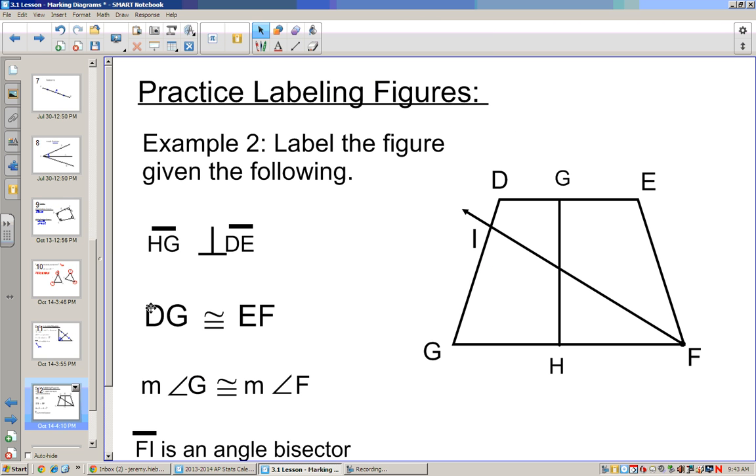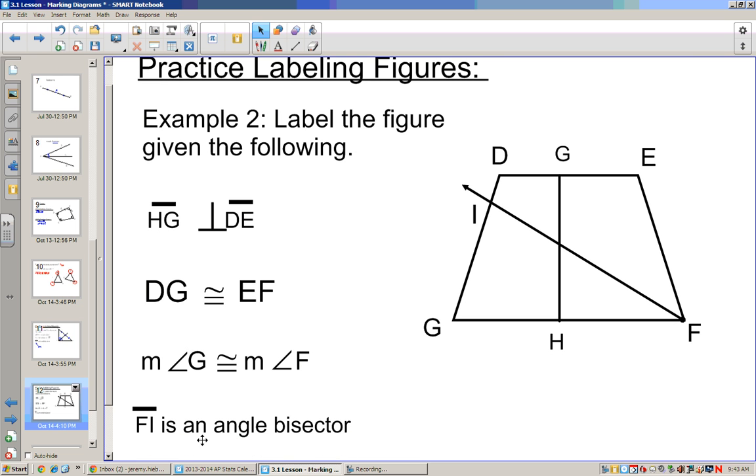Now the next one that I want you to try, take a look at all what this says over here, label it on your drawing, and pause the video and see if you can do it. All right, hopefully you're done. It says HG is perpendicular to DE. So HG and DE are perpendicular. We'll draw that line in. DG and EF are congruent. So DG and EF are congruent. Those don't look too congruent, but I'll go with it.